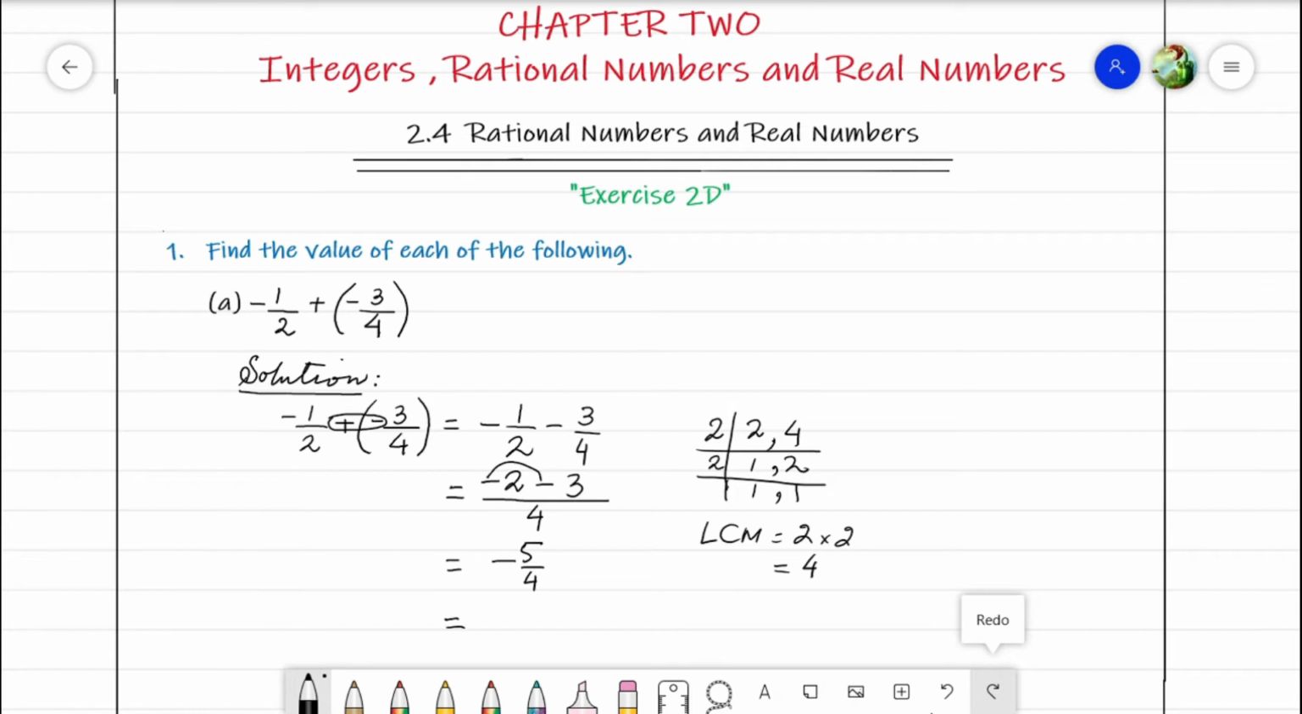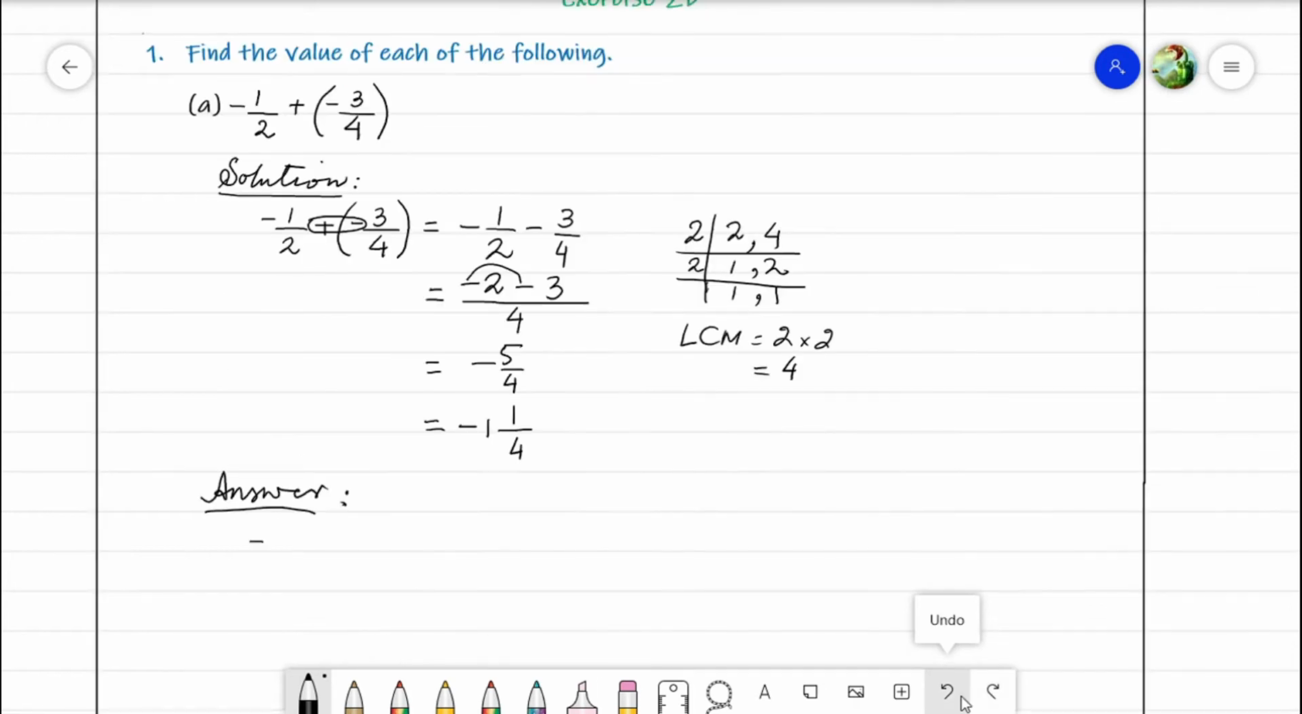Now if your answer comes in an improper fraction, keep it in your mind that you will change it into a mixed number. What would it be? 4 ones are 4 and 1 is 5. This is the answer of part A. Negative 1 by 2 plus negative 3 by 4 is equal to negative 1 whole 1 by 4. This is your answer. And now I will put it inside a box.